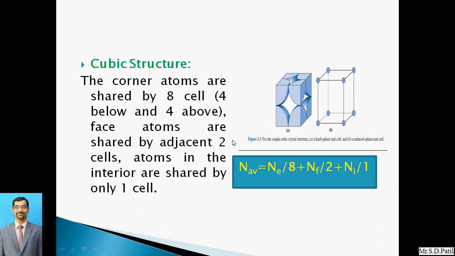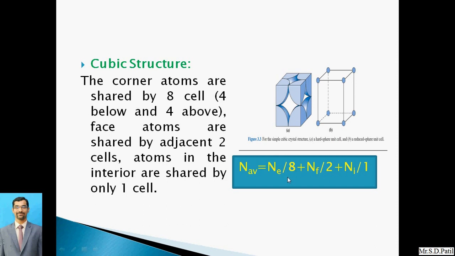Then face atoms are shared by the adjacent two cells. If it is a face atom, it is shared by the adjacent two faces, this is 1 and 2. These are the adjacent faces, and it is shared with the adjacent face. Atoms in the interior are shared by only one cell. So to calculate the average number of atoms per unit cell, the formula is N_AV equals N_C divided by 8 plus N_F divided by 2 plus N_i.